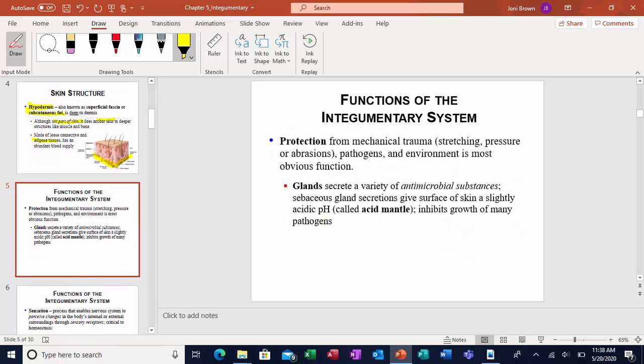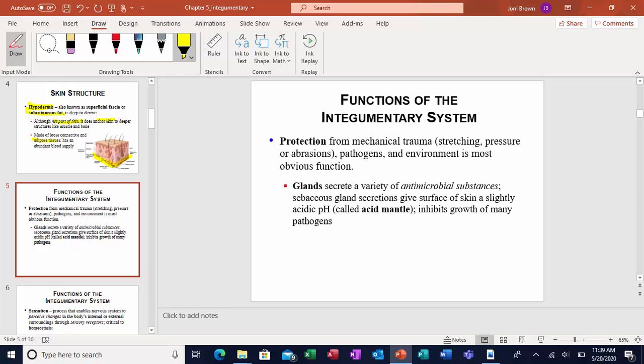Now, the integumentary system has several functions. I said epithelial because it's made of epithelial tissue. But the first one is protection. It is going to resist abrasions and pressure and mechanical trauma, anything that scrapes it or pulls at it. It has a lot of glands in it, and some of those glands secrete antimicrobial substances.